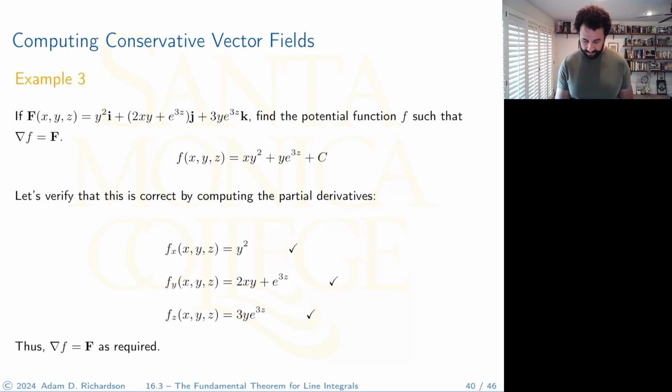Let's see that we do. Differentiate this with respect to x, gone, gone, and you get y squared, check. Differentiate this with respect to y, and you're going to get what, 2xy plus e to the 3z, and that disappears, check. And then differentiate this with respect to z, and what are we going to get? That's gone, this 3 is going to come down from the chain rule, and we get 3y e to the 3z, check. So indeed, this is our potential function as required. And that's how you do it, right? So now we know how to compute conservative vector fields.